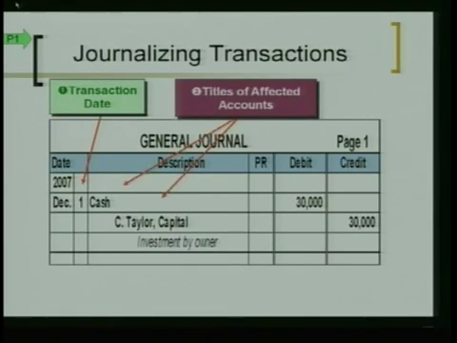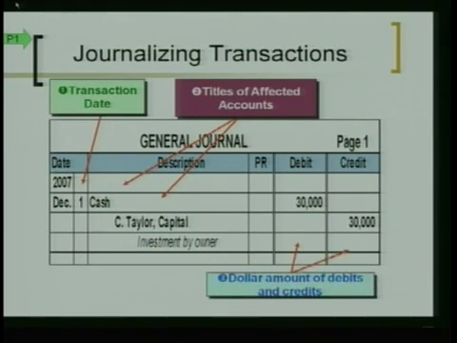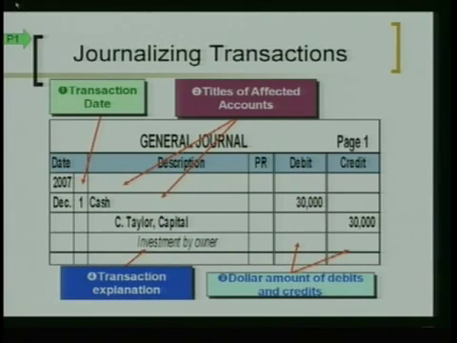Then you list the accounts that are being affected. You can see that they scooted over that Capital, C. Taylor account. They indented it because it's being credited. Then you list the dollar amounts of the debits or credits. Never a dollar sign, never a plus or minus in a journal entry. And then they do this journal entry description or explanation. I usually don't do those, and I don't really require you to do them. Okay?